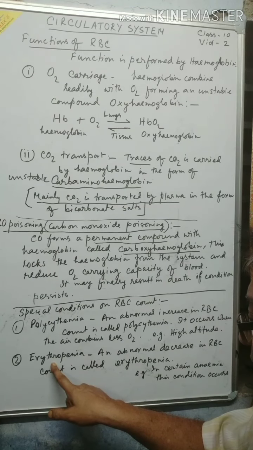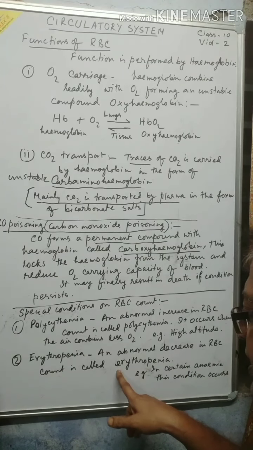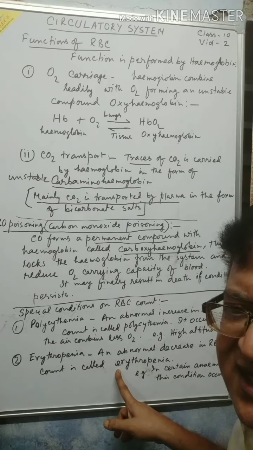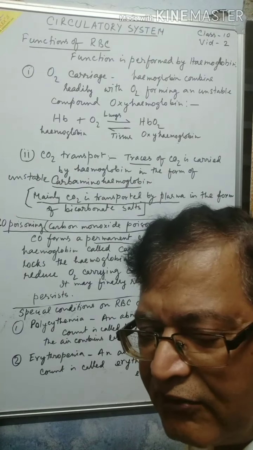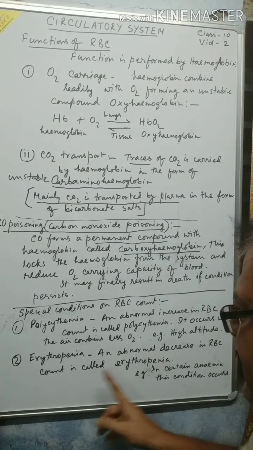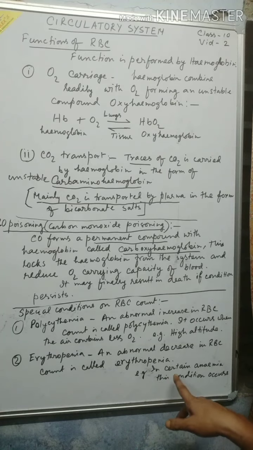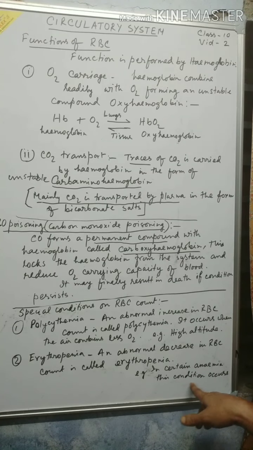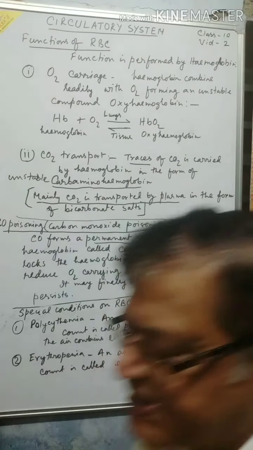Erythropenia. An abnormal decrease in RBC count is called erythropenia. This sometimes happens due to certain kinds of anemia, or when blood loss takes place, when the RBC count comes down. In certain anemia, this condition occurs. So these are the particulars about the RBC.